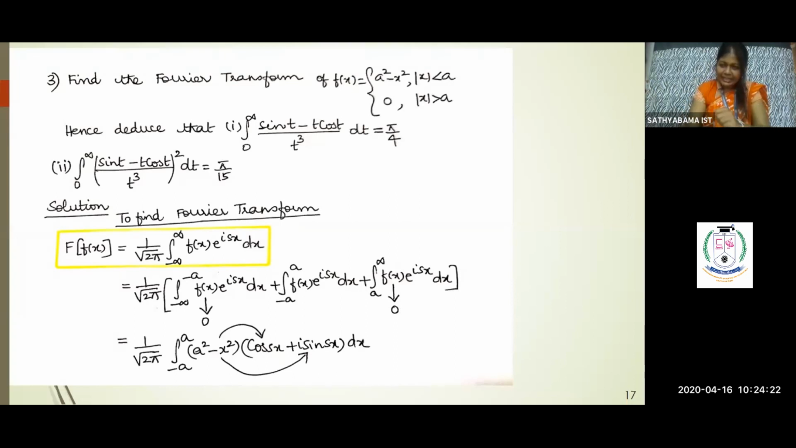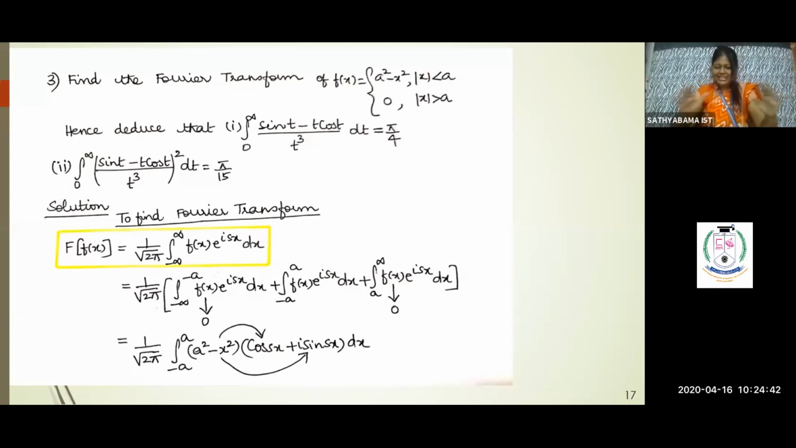Okay. So I take the middle integral, minus a to plus a, and substitute for f of x. When x lies between minus a and plus a, you're in the first line, where f of x is a square minus x square. So a square minus x square into, what have I done with e power isx? Write it as cos sx plus i sine sx. Fine. So I've done that.